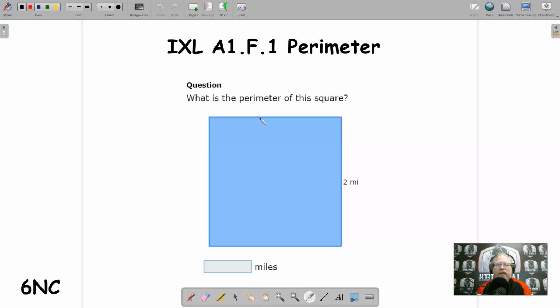Hello, this video is for IXL Activity A1.F.1. It is titled Perimeter, and the 3-character code for this activity is 6 November Charlie.